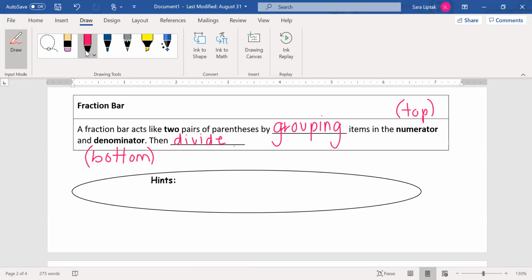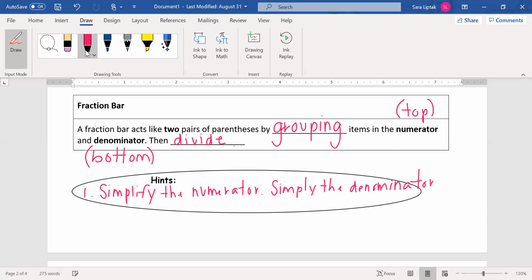Now the hints I have at the bottom that are circled, I would like you to write this. Simplify the numerator, simplify the denominator, then divide last. I'm sorry, my O does not look like an O.